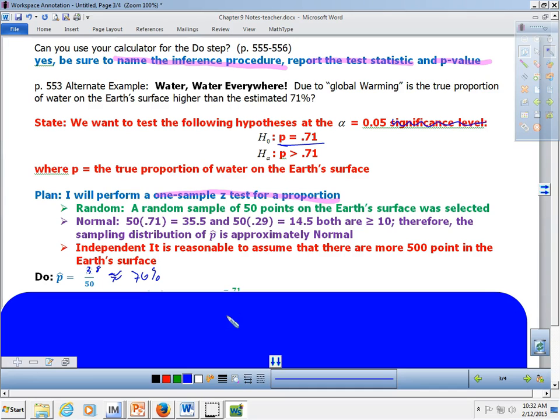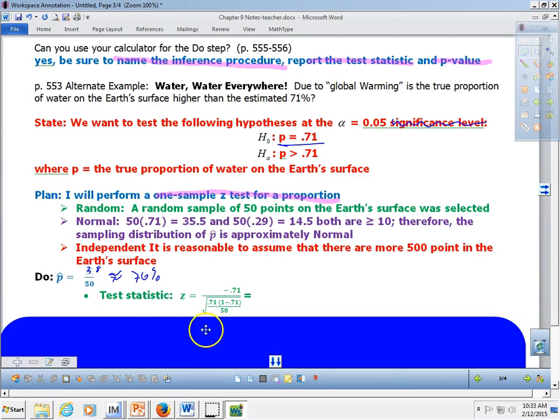If you did your sampling and turns out 22 of those points contained water, then your P hat would be 44%, and we wouldn't have enough evidence to even think that the proportion is higher. So we would not keep going with the test. But here we do. And so let's go find out in terms of standardized units how far away 76% is from 71, right? In other words, our test statistic.